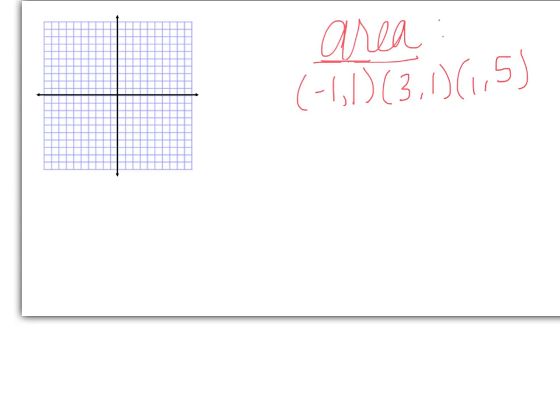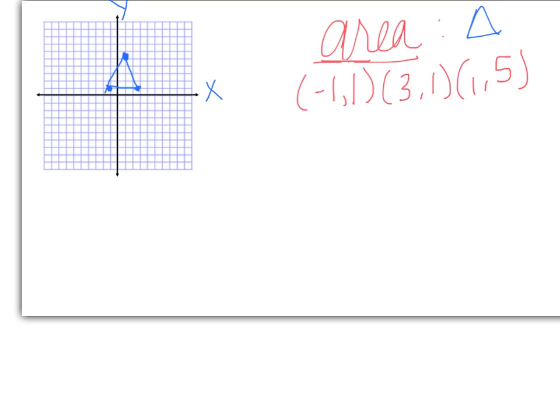Alright, so let's find the area given these 3 points. Now, if we're given 3 points, we know that this is going to make a triangle. So let's go ahead and graph these. Remember, again, it goes x comma y. The x is your horizontal line and your y is your vertical line. So I'm going to go 1 to the left and then up 1. See if you can graph the other 2 points on your own.